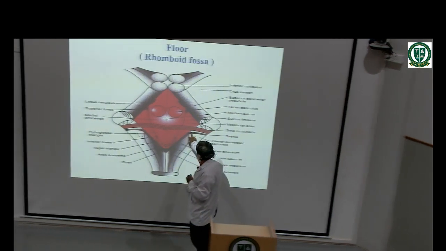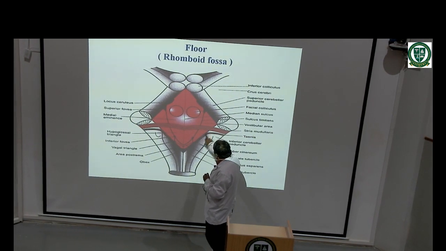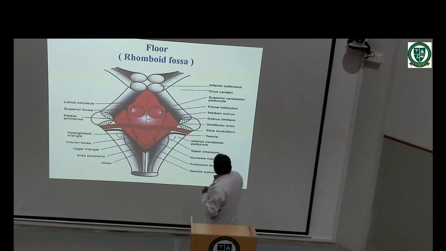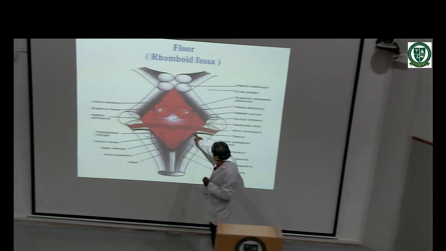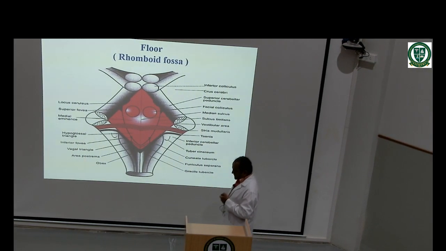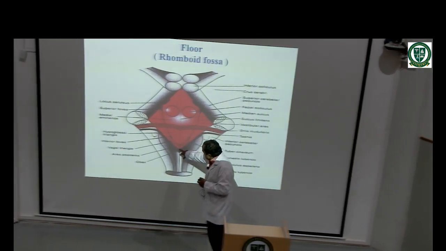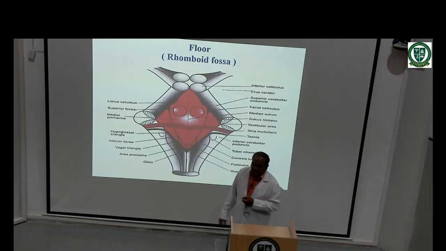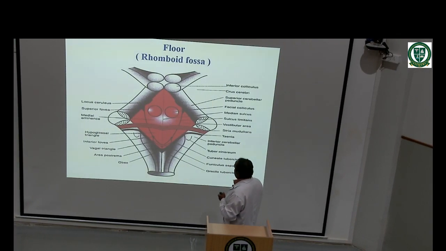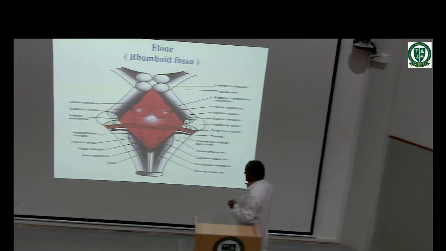On the inner aspect of the inferolateral boundary, there are white fibers. These are called taeniae, and these taeniae meet at the inferior angle and cover the inferior angle. This part is called the obex. So this is about the floor of the fourth ventricle, which is very important.